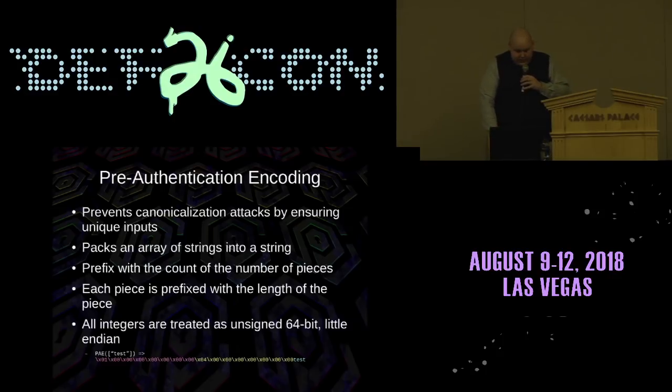So what we do here is we prefix it, we take the number of pieces, and we turn it into a binary packed string representation of that number in little endian as 64-bit. And then for each piece, we do the same exact thing. We prefix it with the length in the same encoding format, and then we put the string. This might sound a little weird. I'll get to what it does in just a second.